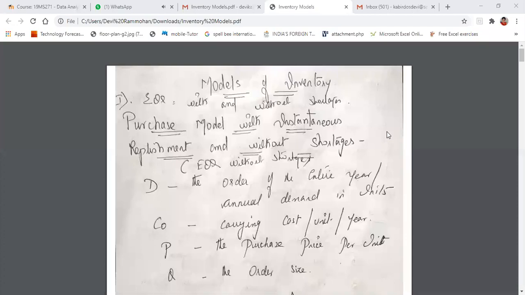So there are two, mainly: purchase model without shortage, purchase model with shortage. Otherwise we can call that EOQ with shortage, EOQ without shortage. Similarly, manufacturing model, we can say with shortage and without shortage, which is EBQ with shortage and without shortage. So purchase model, I told you already. If you have gone through the video, you can recollect.